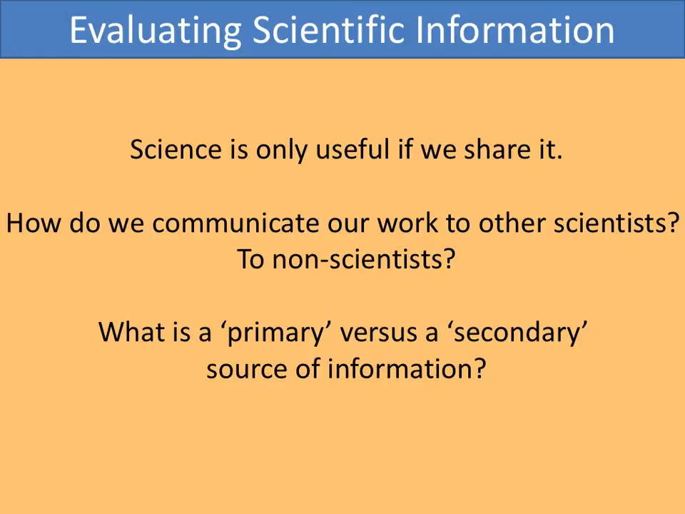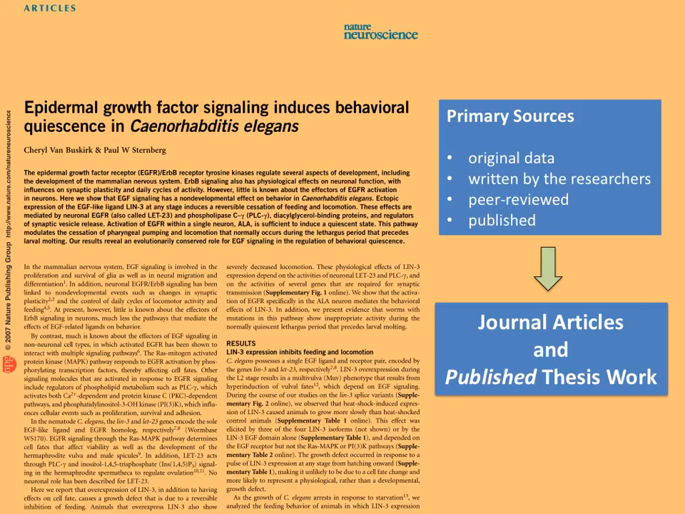Obviously, we have to learn about science or what some of the new findings are. We have to share it. And there's different kinds of method. There's primary source literature. So we have a professor here who does work on those roundworms I was telling you about, Cheryl Van Buskirk. And C. elegans is the roundworm. And she actually had this published in a scientific journal. This is called primary source literature.